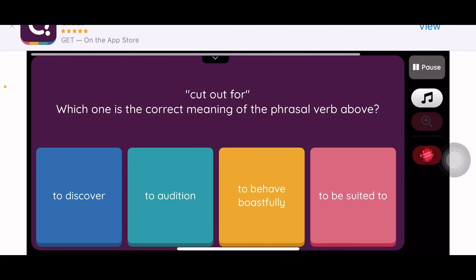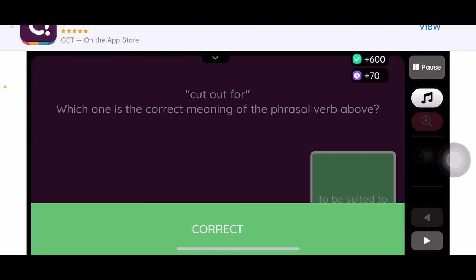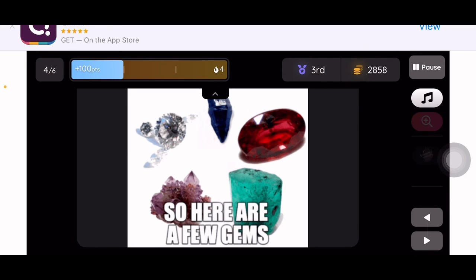Right, so the next one is cut out for. Which one is the correct meaning? Is it to discover, to audition, to behave boastfully, or to be suited to? Let's see if it is correct. The answer is to be suited to.